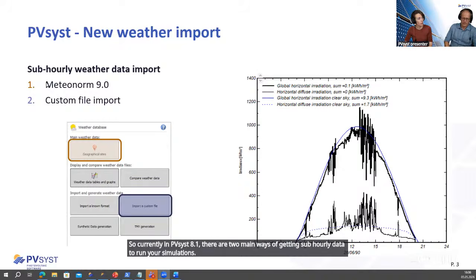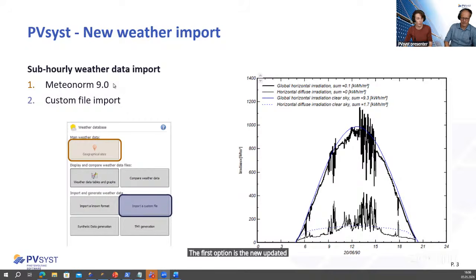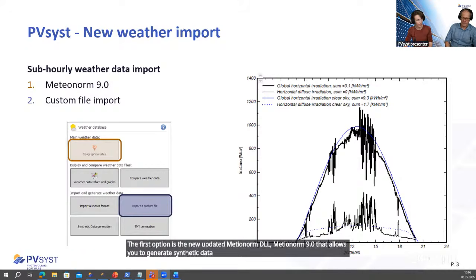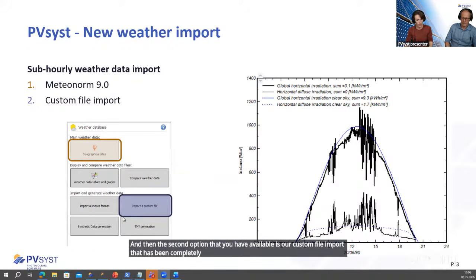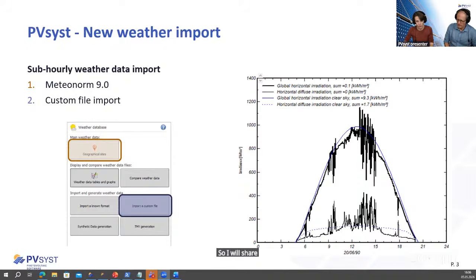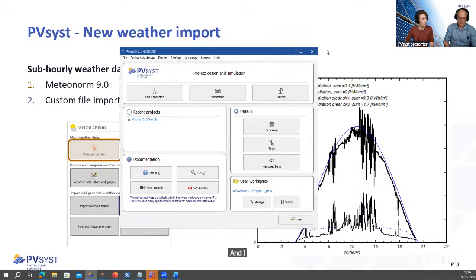The first option is the new updated Meteonorm DLL, Meteonorm 9.0, that allows you to generate synthetic data at the minute scale. And the second option available is our custom file import, which has been completely reworked and now allows you to import any kind of data you wish, from the minute scale to the hour scale. So I will share the PVsyst screen, and I will show you briefly how it's done.